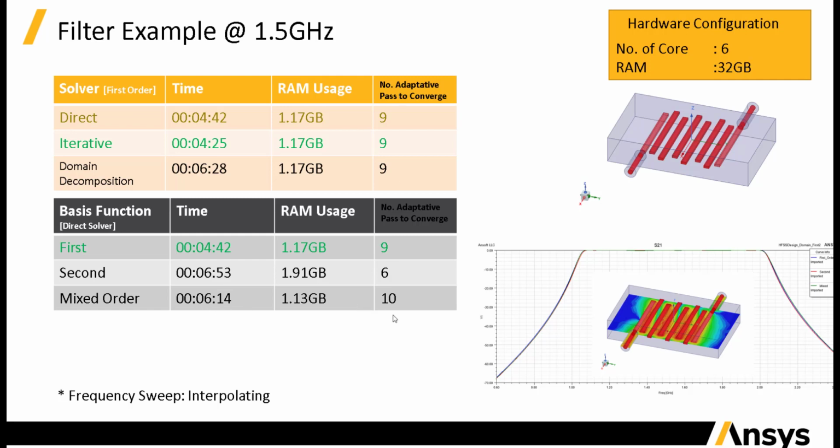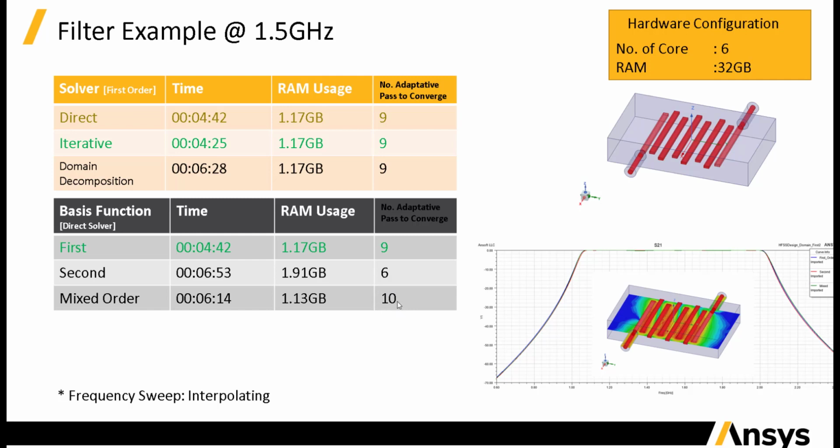And also you can see the first order took 9 passes to get a converged mesh, and second order took just 6 adaptive passes, because each mesh calculates 45 unknowns here. That's the reason. But you can see it took more memory, because if you want to calculate more unknowns, you need a bigger matrix dimension. That's the reason. And over here you can see mixed order.